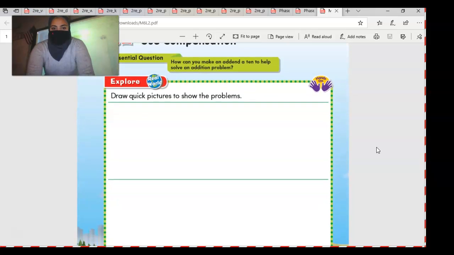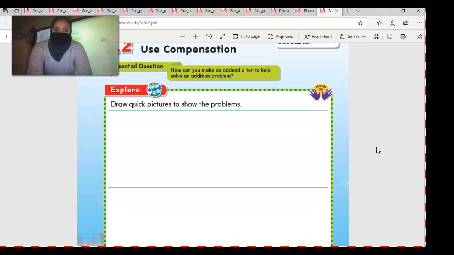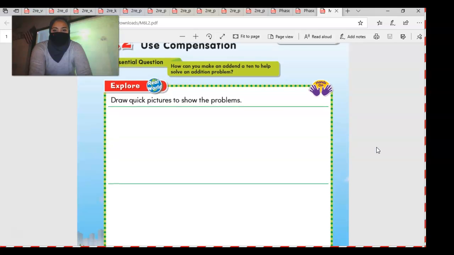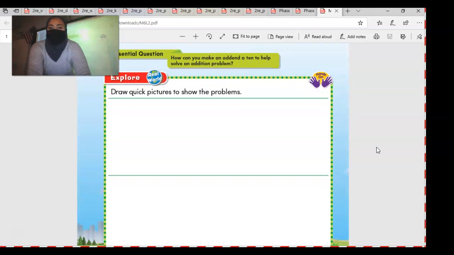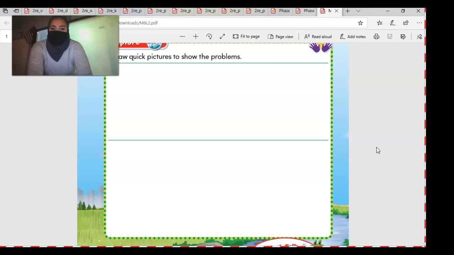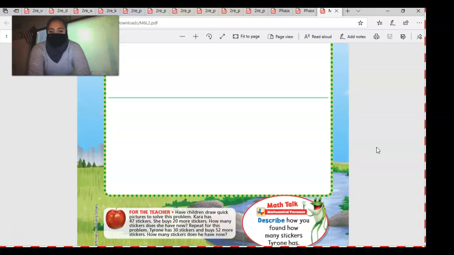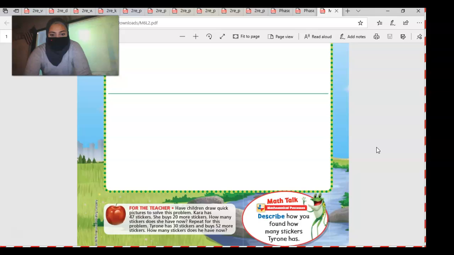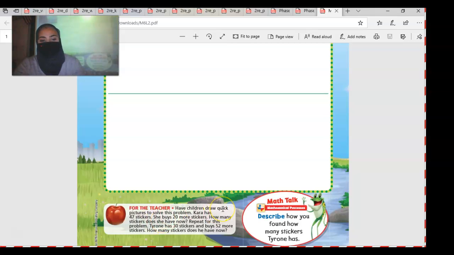All right, so it says use compensation. How can you make an add-in to ten to help solve an addition problem? Draw quick pictures to show the problems. Let's read the problems, that's kind of important. Kara has 47 stickers. She buys 20 more stickers. How many stickers does she have now? So Kara has how many stickers?